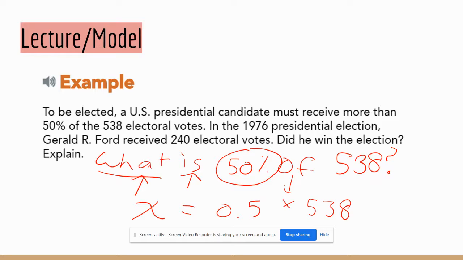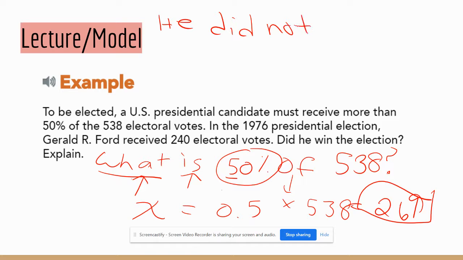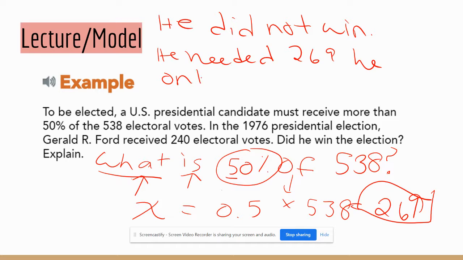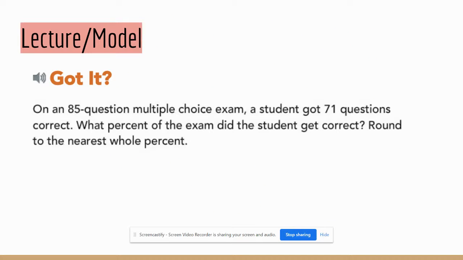0.5 of 538, or times 538, would equal 269 votes. So he did not win, because he needed 269, he only had 240. So that answers that.